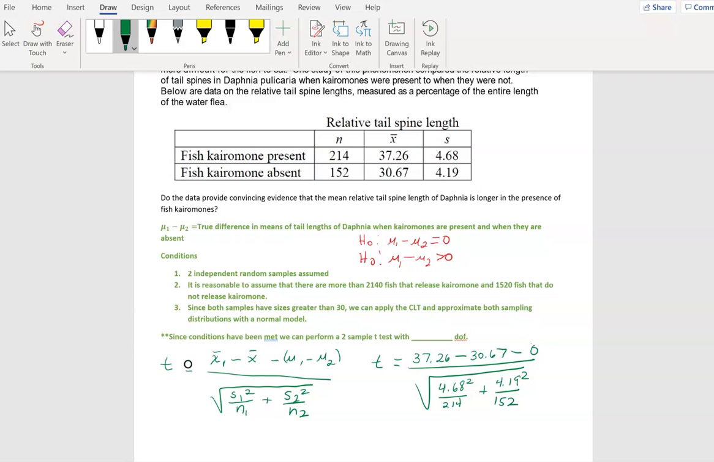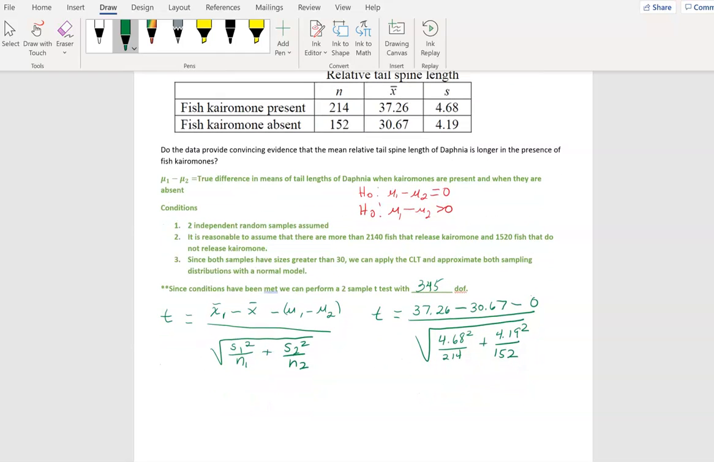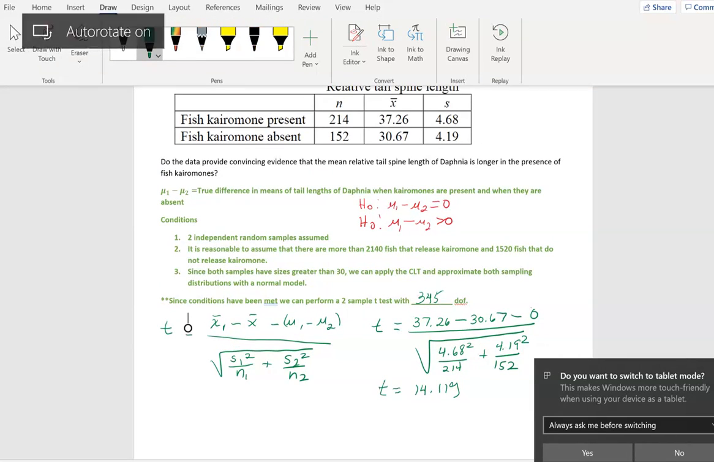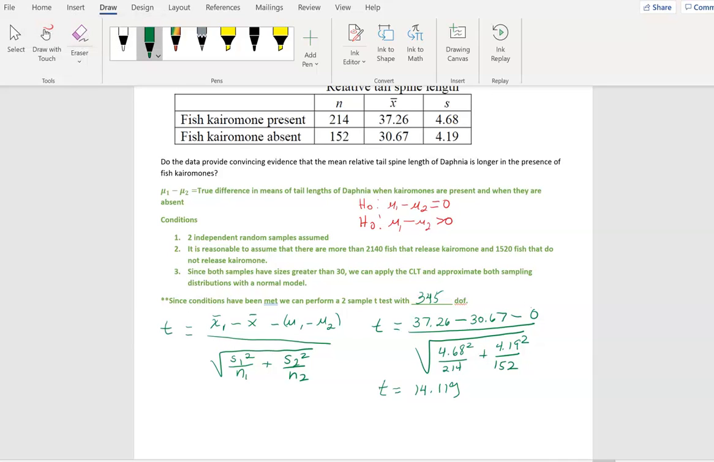So let's go back to our sheet. Now, we can plug in or substitute in the proper degree of freedom, which is 345. I now can fill in what my t-statistic is, and my t-statistic turns out to be 14.119. When I look at that, I know already that I'm going to reject my null hypothesis because this is over 14 standard deviations away from the mean. We're going to calculate the p-value right now.